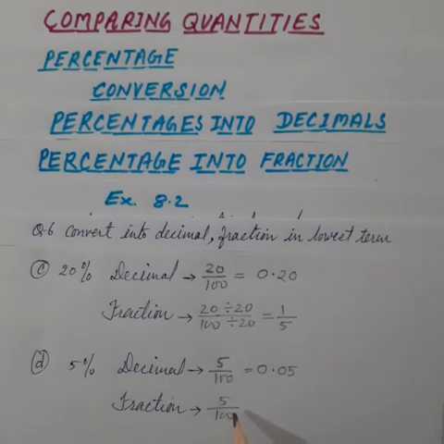Now we have to convert it into lowest terms. So the HCF of 5 and 100 is 5, because 5 is a factor of 100. Divide both numerator and denominator by 5. 5 ones are 5 and 5 twenties are 100. So the fraction in lowest terms is 1 by 20.